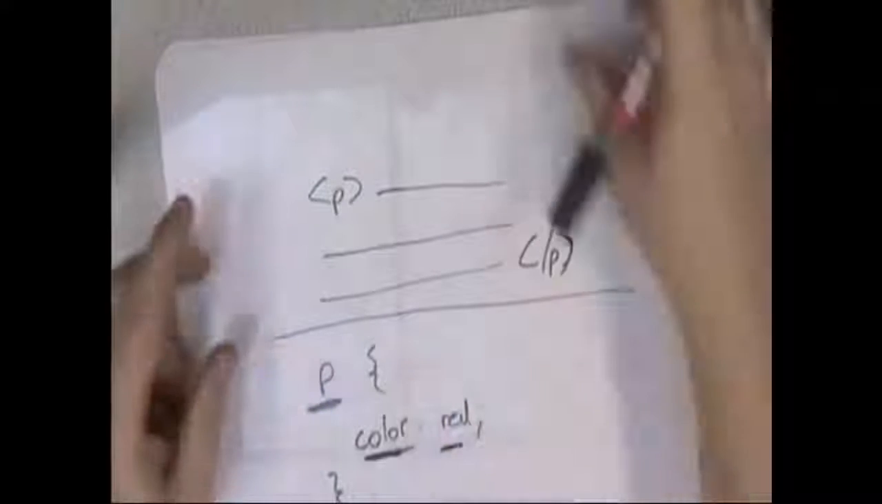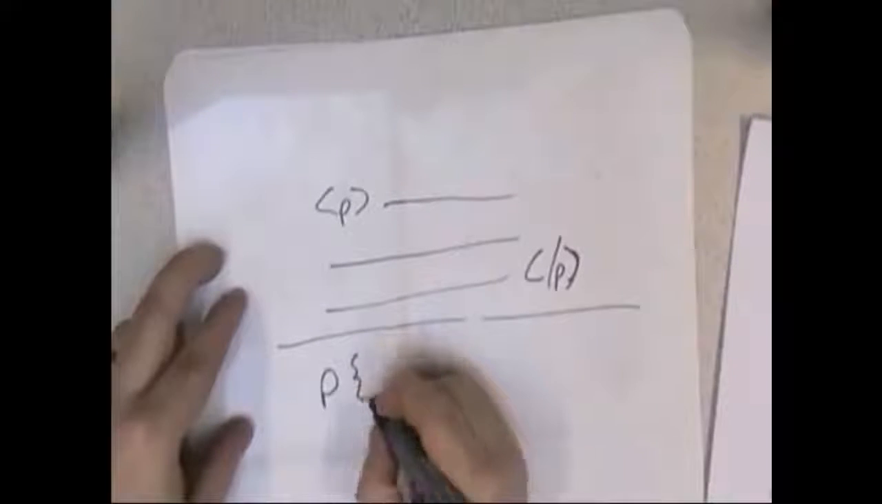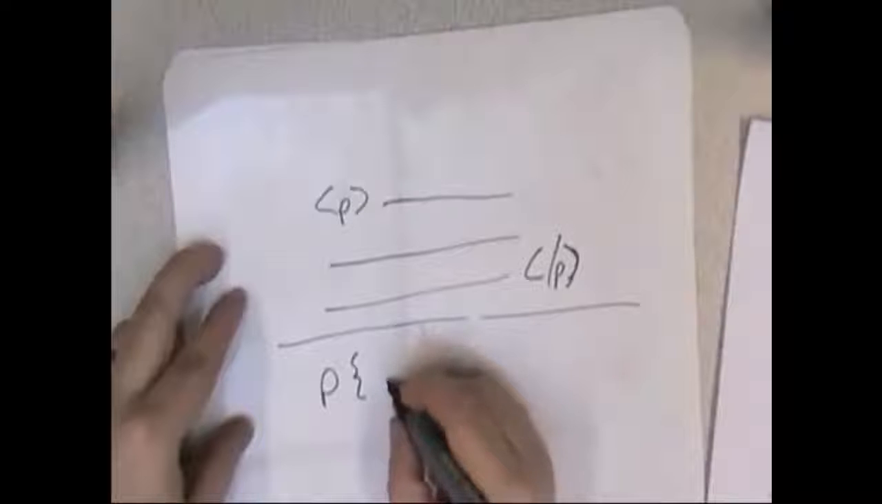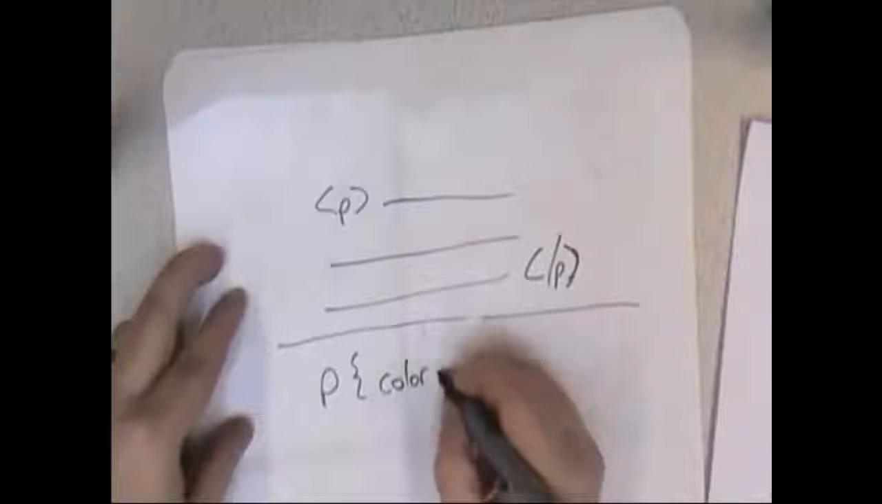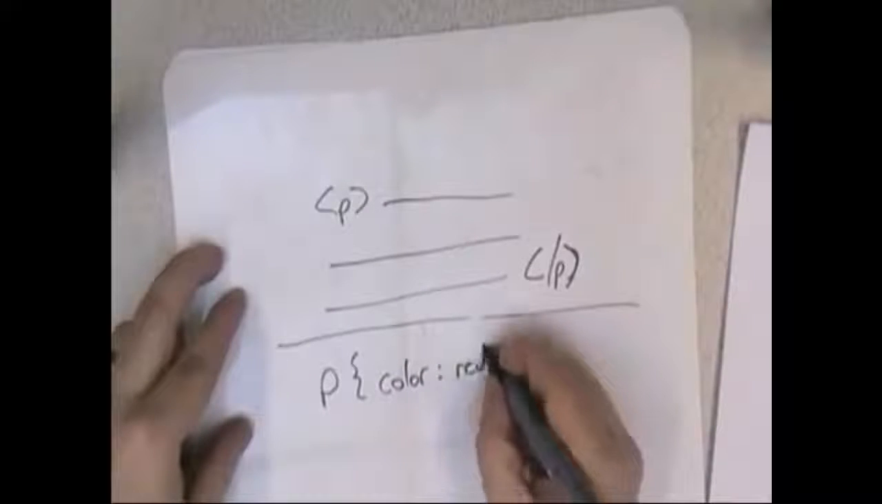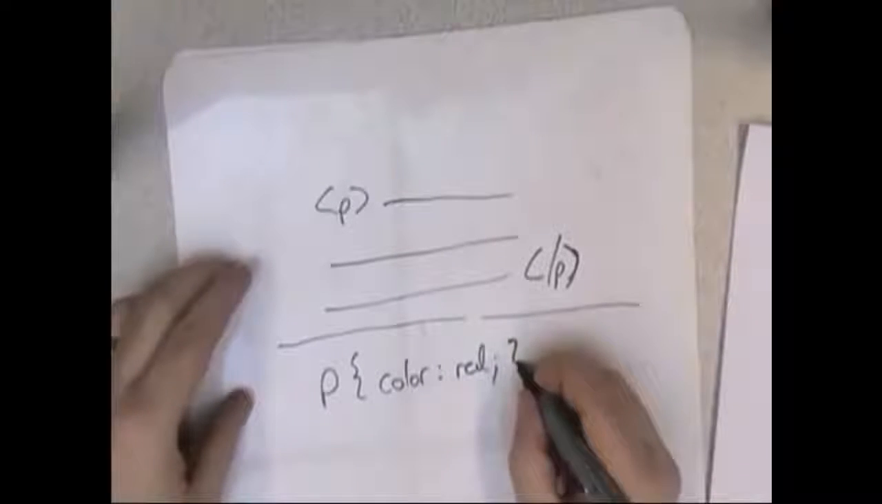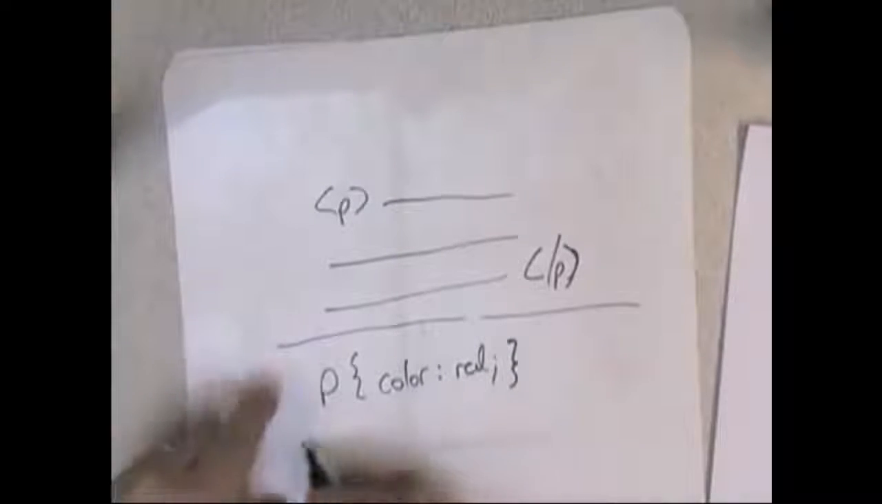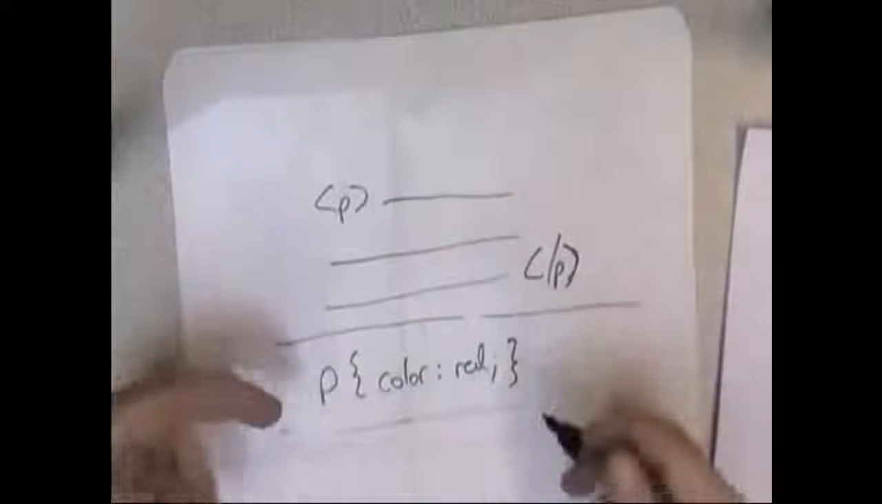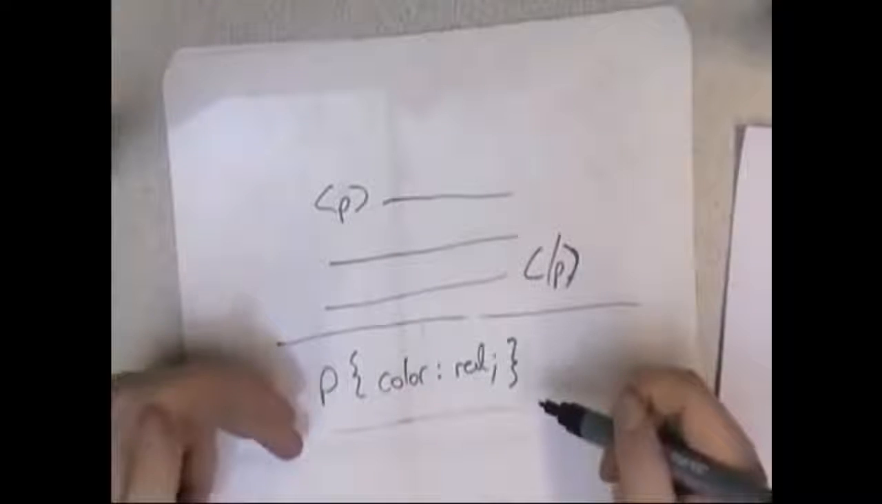Now I could write that all on one line, so I'll rewrite it on one line. There's nothing wrong with that. So you can see a paragraph, curly bracket. I'm going to change the color, and I'm going to make it red. So there's a colon there. Semicolon for the end of that instruction, close curly bracket, so that's my line. That will make all my writing that is in a paragraph tag red.